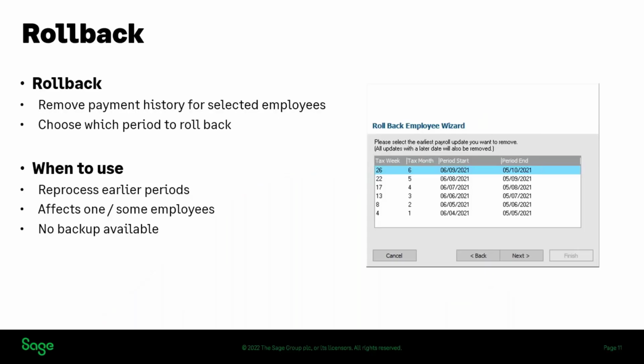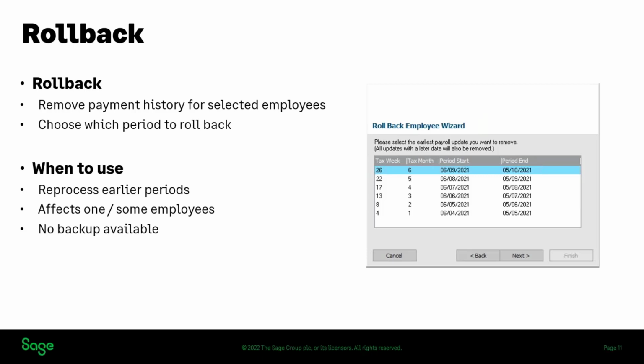So the next option, the second option, is the rollback feature. So what's a rollback do? Well, a rollback simply removes the payment history for selected employees. And here you can choose the period to roll back for. So this is a really good one to use when you're reprocessing earlier periods. It only affects one or some employees. It'll save you a lot of time reprocessing unnecessarily.